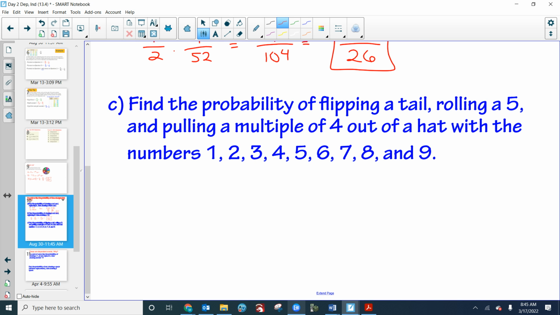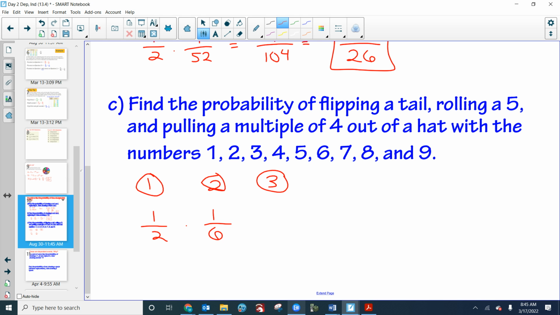All right, let's do this one. Flipping a tail, then rolling a 5, pulling a multiple of 4 out of a hat with the numbers 1, 2, 3, 4, 5, 6, 7, 8, and 9. How many events are there? 3. Let's do it one by one. Event 1, flipping a tail, probability 1/2. Event 2, rolling a 5, 1/6. And I kind of got ahead of myself. Are these 3 events independent? Yes.